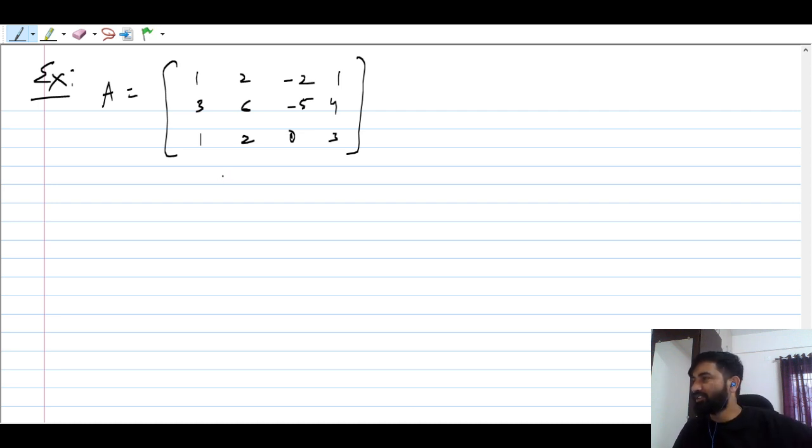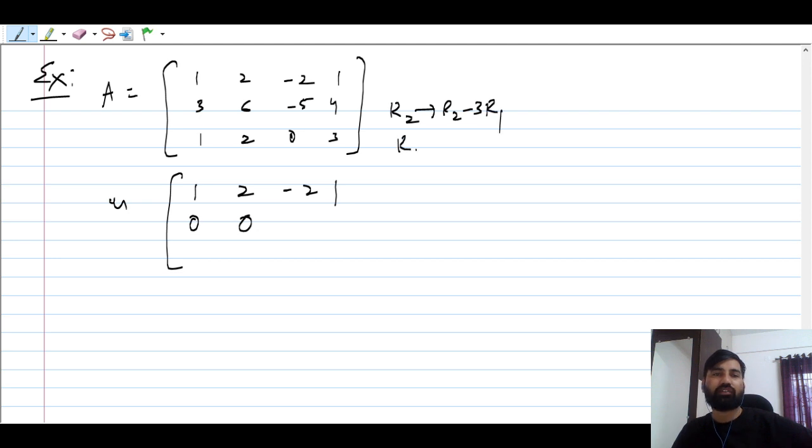So after performing elimination, kya aayega? Let us say you will get 1, 2, minus 2, 1. So you can make it 0, right? So it will be 0, and this is also going to be 0. If you apply the elimination, R2 is going to be R2 minus 3 R1, and R3 can be R3 minus R1 directly, right? Please remember, this is going to be 0, and yahan par aa jayega aapka 1, and you will get here 1. Yes, I think this is clear for all, right?